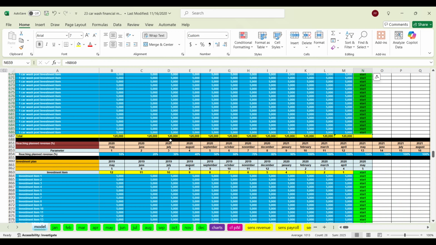Then we're moving further. So the next block of inputs is dealing with the speed with which we are reaching the target revenue.